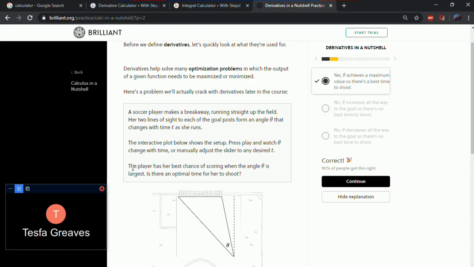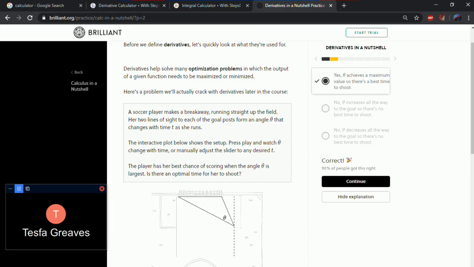They want to know if the player has the best chance at scoring at a certain angle. Is there an optimal time for her to shoot? So let's see if there is an optimal time. Just pay attention to the numbers and watch the diagram. So the soccer player is running up the pitch, and there is an angle where it is optimized for this player to shoot. And I'm going to continue right there.